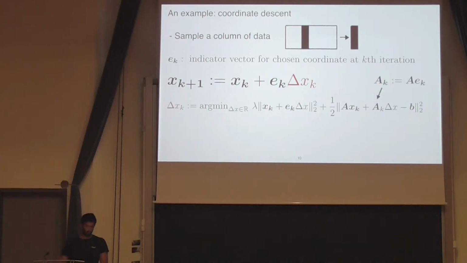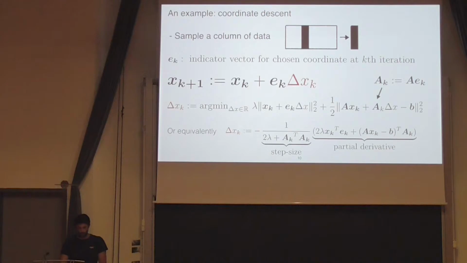Since the L2 regularized problem is kind of trivial, one thing that we can do is try to minimize the objective function along this chosen direction delta x_k. So we minimize this formula here with respect to delta x, and it has a closed form solution, which is essentially the step size times the partial derivative of the objective function. So now this is the method.